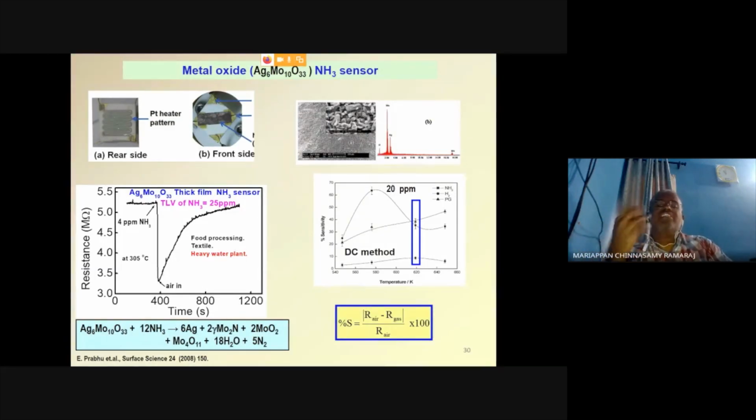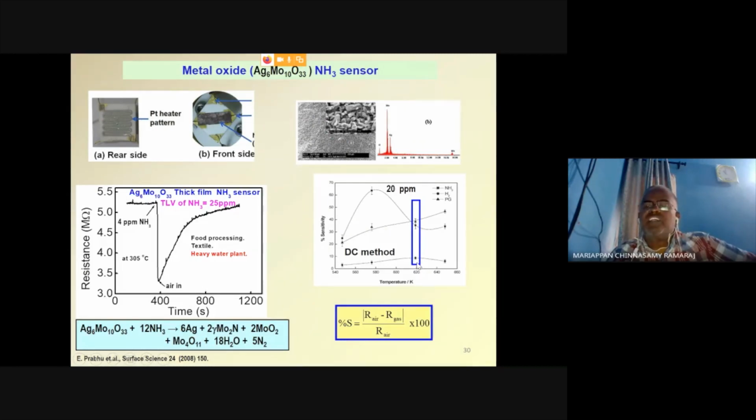But this technique is very simple and very cheap. The conductance or impedance based method is simple, cheap, and real-time monitoring can also be done. Usually with this DC method there is a drift issue. Another thing is cross sensitivity. We made this material by screen printing. The sensor material is pasted here, and we measure the resistance with respect to different concentrations of ammonia, hydrogen, and LPG, and find the percentage response value at a particular temperature.